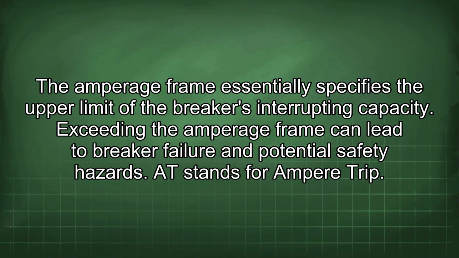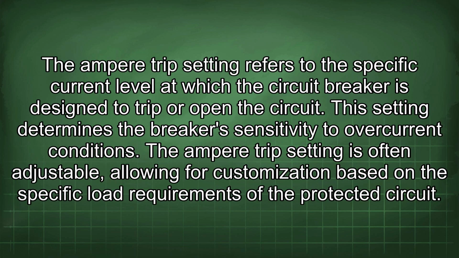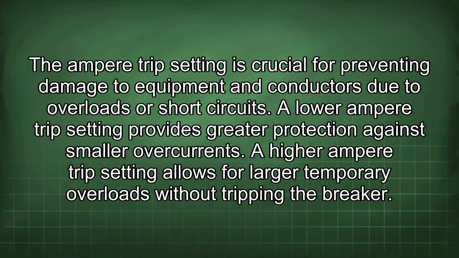AT stands for Ampere Trip. The Ampere Trip setting refers to the specific current level at which the circuit breaker is designed to trip or open the circuit. This setting determines the breaker's sensitivity to overcurrent conditions. The Ampere Trip setting is often adjustable, allowing for customization based on the specific load requirements of the protected circuit. The Ampere Trip setting is crucial for preventing damage to equipment and conductors due to overloads or short circuits.